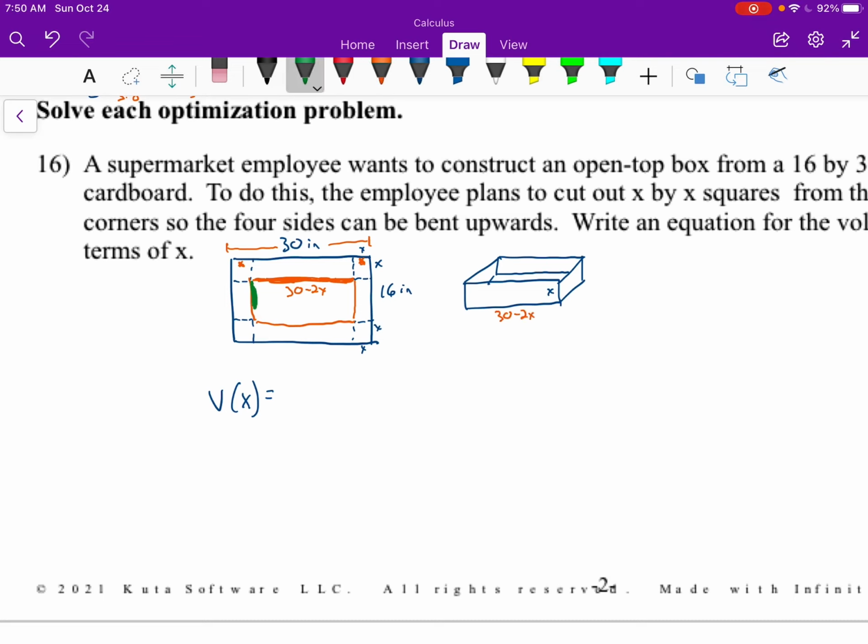Now we'll go to a different color. This green length here, this whole thing, we said was 16. But again, you're going to be subtracting two x's. So this green part is 16 minus 2x. So the volume is simply 30 minus 2x times 16 minus 2x times x.